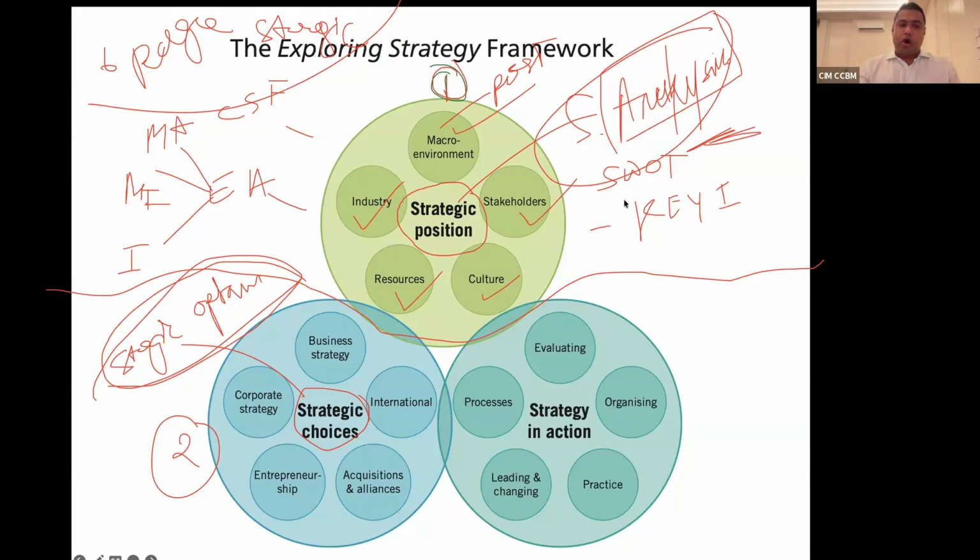And how do you generate strategic options? And that's what we are going to learn in chapter 3 and chapter 4. What are your business strategies? What's your corporate strategy? What is your internationalization strategy? What is your growth strategy, acquisition, strategic alliances, joint ventures? What is your entrepreneurship strategy? And after you generate sufficient strategic options, now comes implementation. How do you implement the strategy?